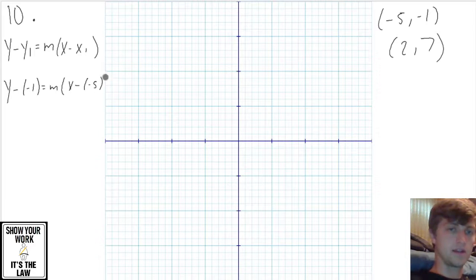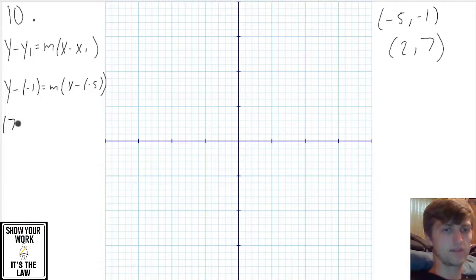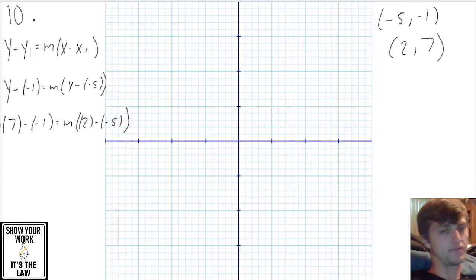Alright, and you're like, how does this help us? We still have 3 variables. So what about for this x and y? We use these x and y's right here. Let's see what would happen. Our y is 7, so we got 7 minus -1, and our x is 2. 2 minus -5. Alright, let's simplify the left.